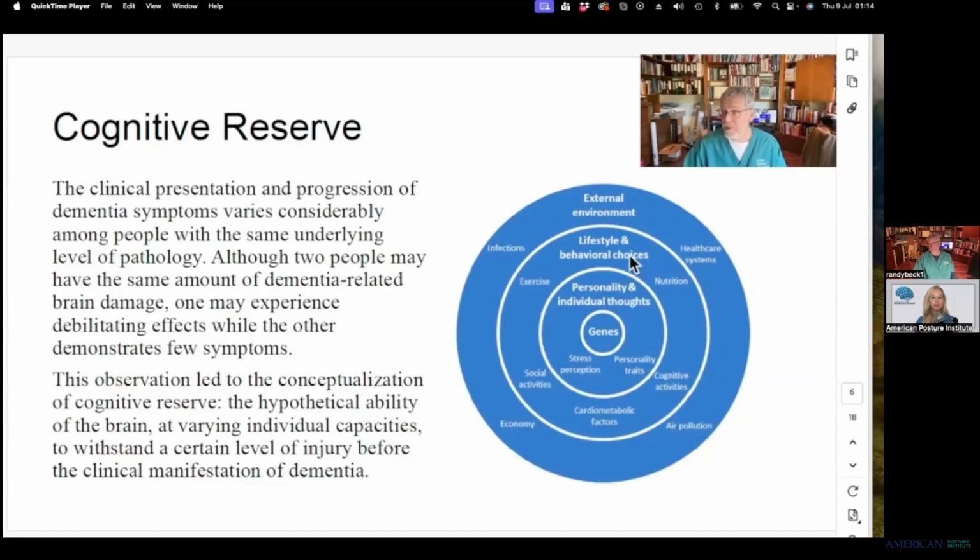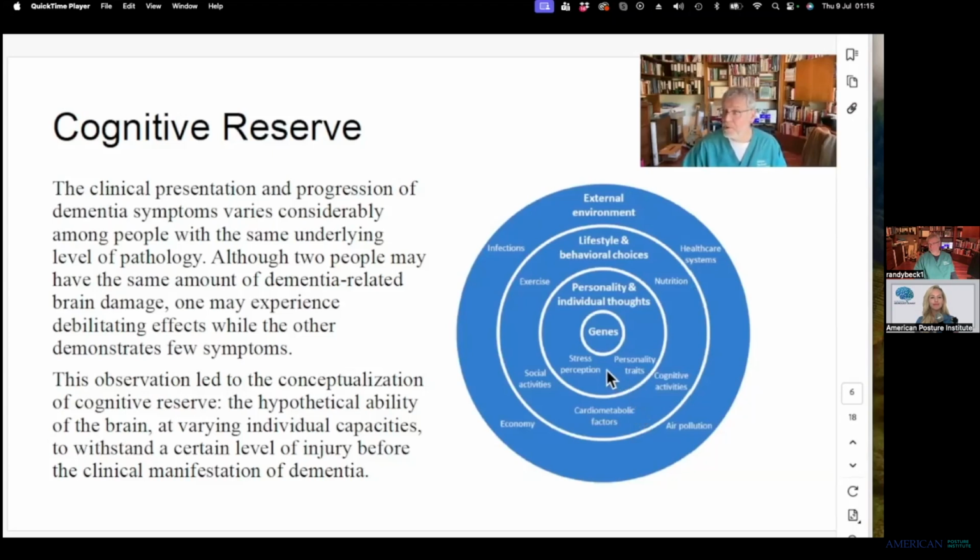And then we go to lifestyle and behavioral choices. So do you exercise? What nutrition do you have? What cognitive activities are you taking care of? Look, we're going to address these in much more detail later as we go through, but this is just an introduction. What cardio metabolic factors you might have, social activities, what kind of social activities are you doing?